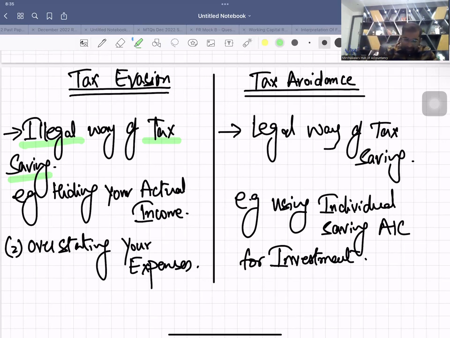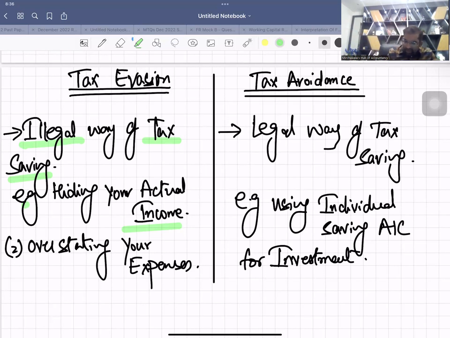What is the example? Example is hiding your actual income. For example, your real income in this year is 10,000 pounds. But you disclosed only 4,000 pounds to government. That means you have hidden 6,000 pounds. So this is illegal. This is pure tax evasion, sorry, I said avoidance. This is tax evasion, and this is illegal.